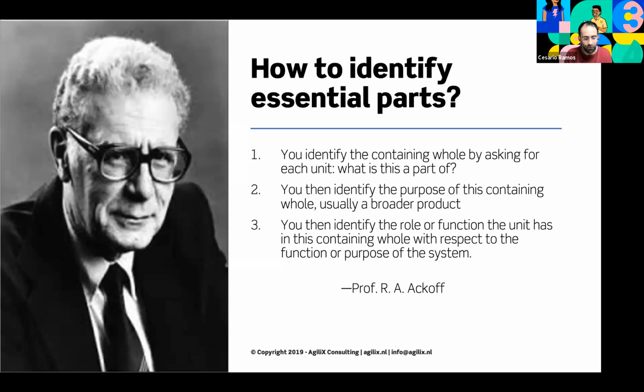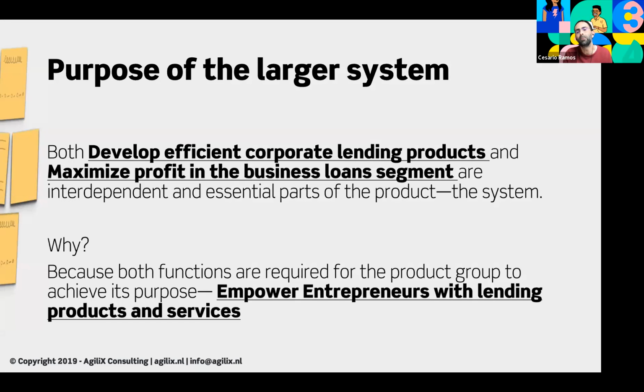And we know how to do that. We have to understand what the function is. So we already know that of the units. And then we have to understand, is it essential? Meaning, is it needed to achieve the purpose of the larger system, in this case, the product? And we came to the conclusion, yes, both efficiently developing the product and, of course, maximizing profit are part of the larger system, which is, in this case, a product group or a product definition.